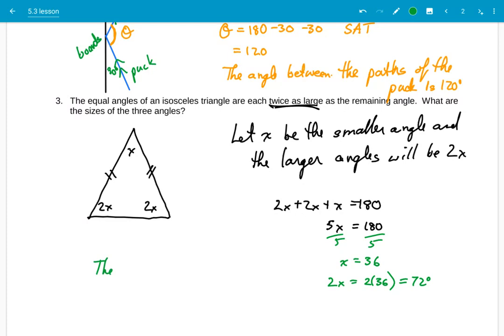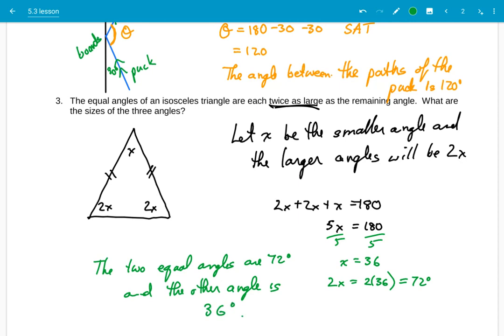The two equal angles are 72 degrees, and the other angle is 36 degrees. And that's it for the video.